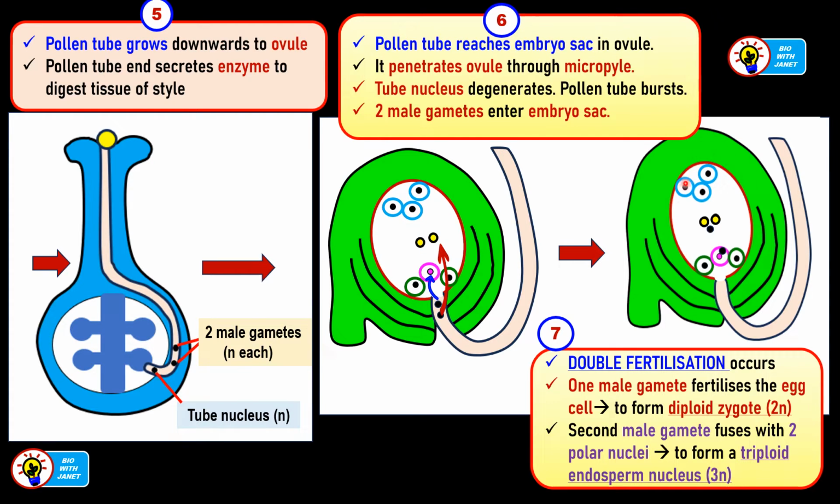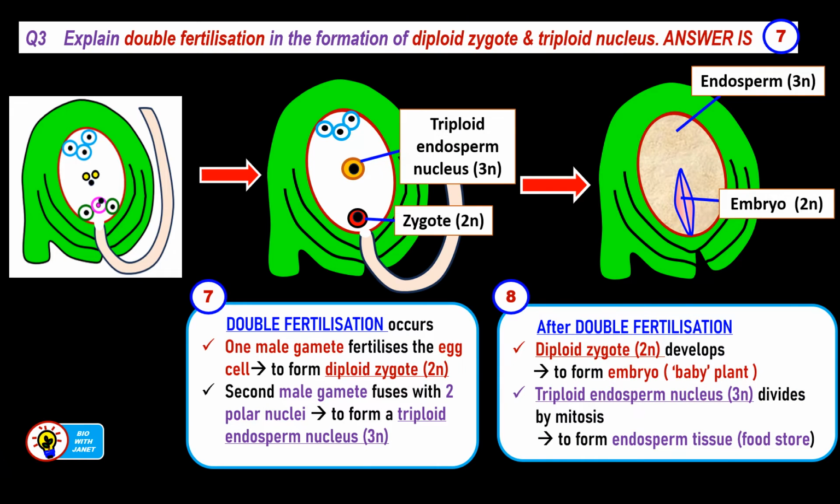Okay, so the final diagram shows you the two male gametes fusing with the nuclei, for example, the first male gamete will fuse with the egg cell, and the second male gamete will fuse with the polar nuclei. So let's look at this learning standard. Explain double fertilization in the formation of the diploid zygote and triploid nucleus. Okay, so this first diagram here is from the previous slide. It shows the male gametes fusing with the nuclei in the embryo sac.